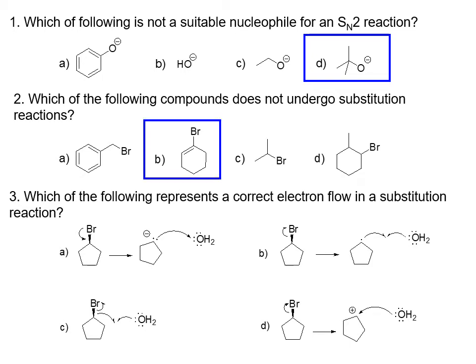Question number 3. Which of the following represents a correct electron flow in a substitution reaction? So A shows movement of electrons from bromine towards the carbon-bromine bond. That doesn't make any sense. That's obviously not right, and that wouldn't give you the ion that is shown here. B shows movement of a half arrow, but only one half arrow.